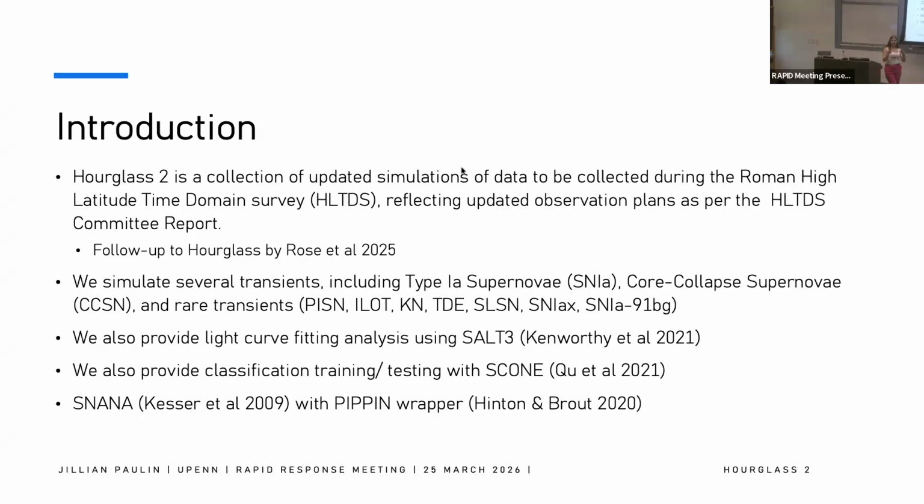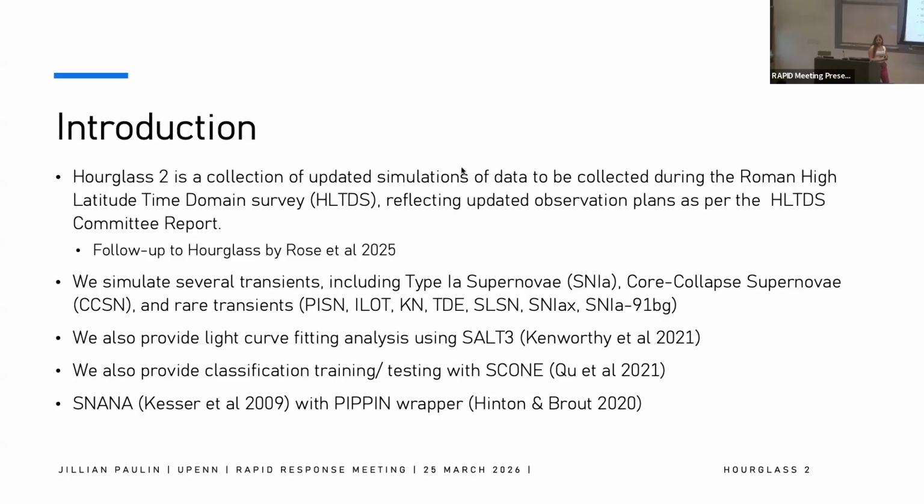So we're simulating several transients. Our supernova cosmology PIT cares the most about type Ia supernovae, but it's going to be very useful if you're also interested in core collapse or rare transients, including pair-instability supernovae, ILOTs, kilonovae, TDEs, superluminous supernovae, Iax, and 91bg-like supernovae. There are also AGNs as part of this catalog if you're interested in those.